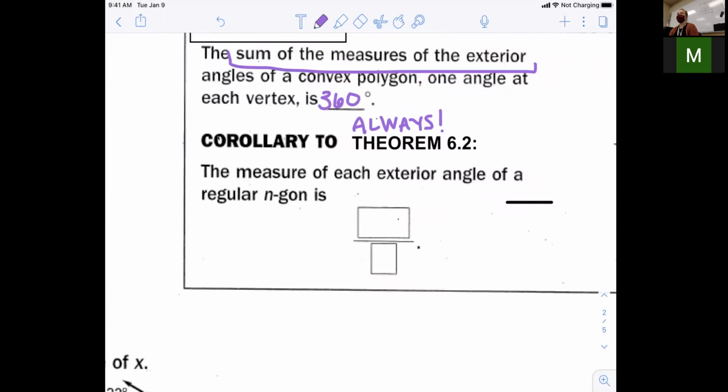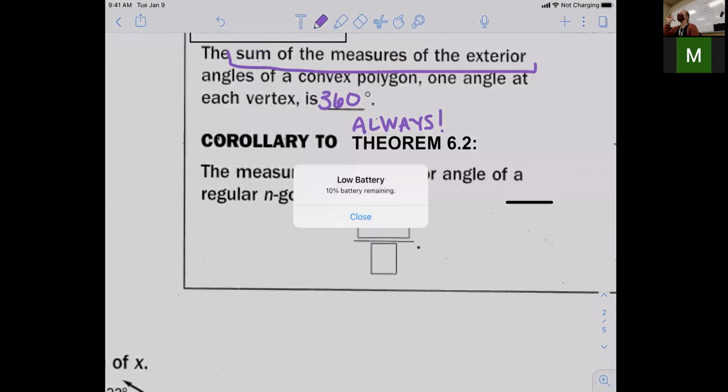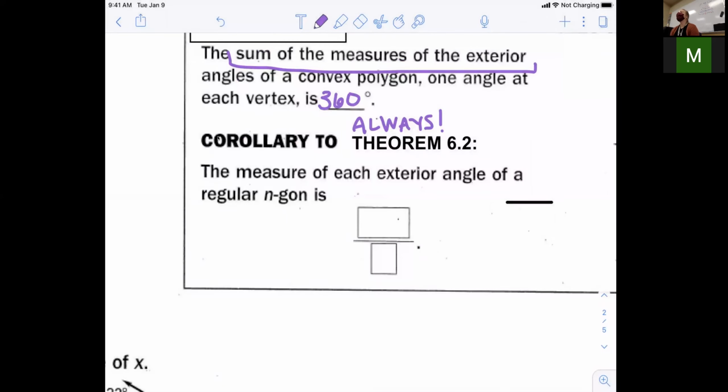Now, going with that, we have to think about what's the measure of one individual exterior angle. Well, what's the sum of them? What did I just tell you all the exterior angles sum to? 360, and then we divide by how many there are. So the measure of one singular exterior angle is 360 divided by n. So those are your two exterior angle formulas. One is simply the number 360, and the other one is 360 divided by n.